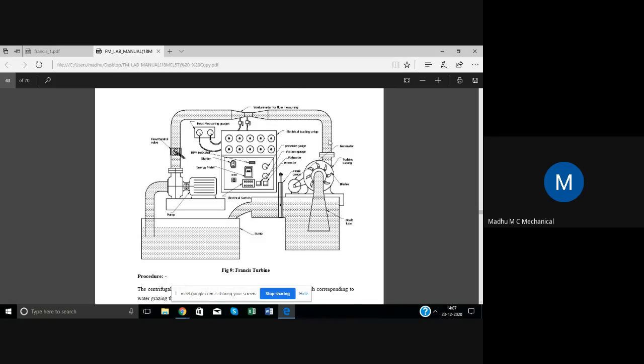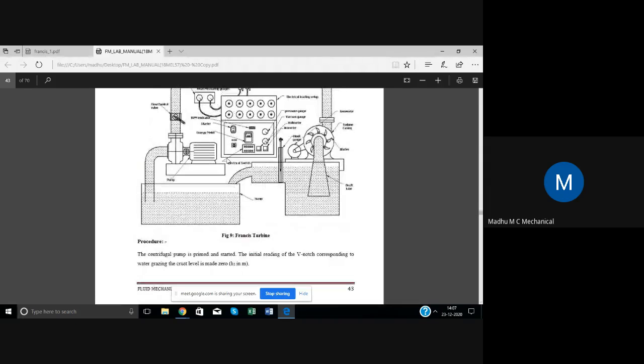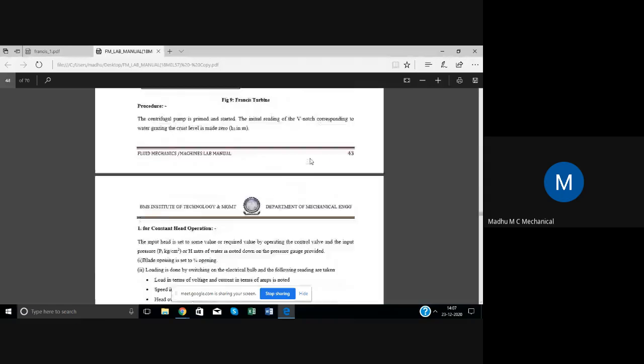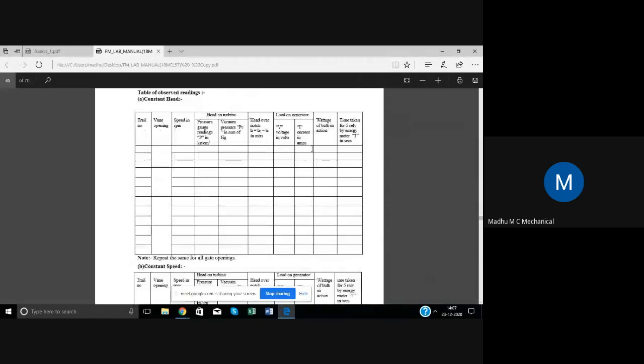So let us come to the experiment. Switch on the turbine. Water will start flowing, and we'll make the table of observed readings. Now you already know there is one constant head and there is one constant speed. So we will do the experiment in a similar way to the Pelton turbine. The only difference is that in Francis you have electrical loading. In Pelton you have mechanical loading using a dynamometer.